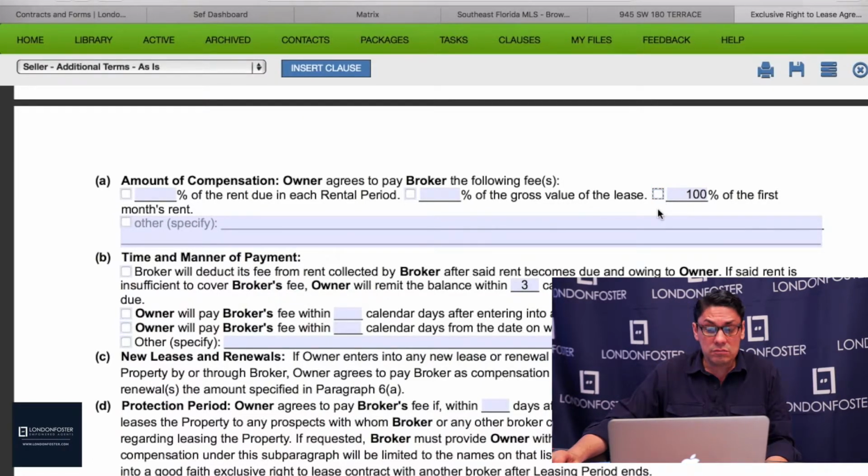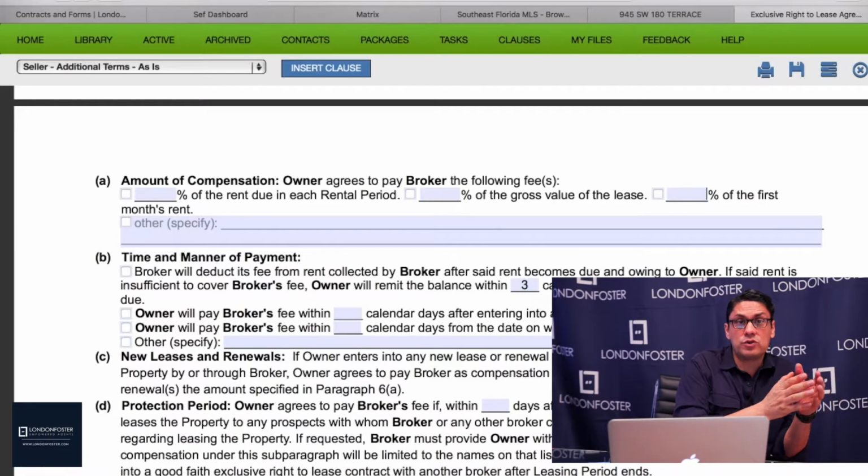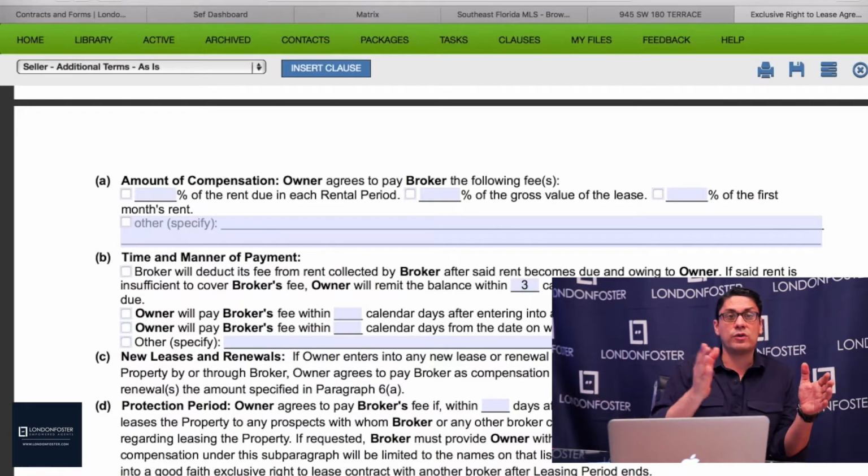There are other circumstances that could affect how this happens. For instance, if he's looking to pay 100% or 1 month's rent for a yearly rental, and this rental is only for 9 months, well, basically what you're saying is you're only going to pay me 3/4 of that entire 100%. So what the owner would then be saying is, I'm going to be paying you only 1 month's rent per year, and if you rent for less than a year, then I'm going to pay you accordingly.